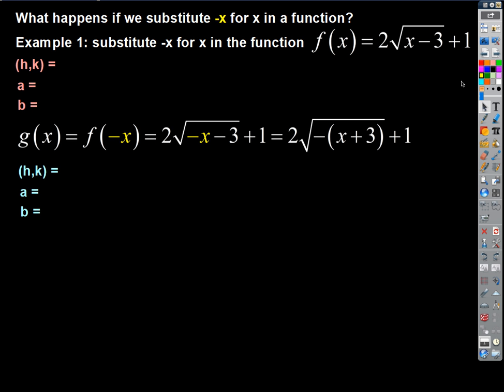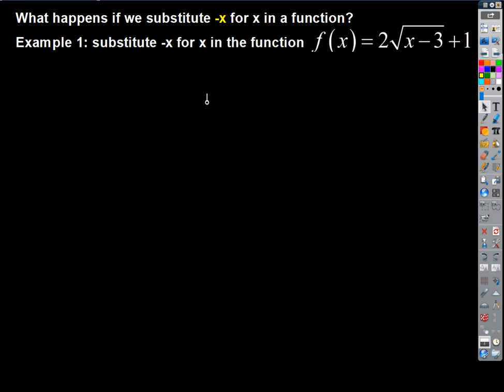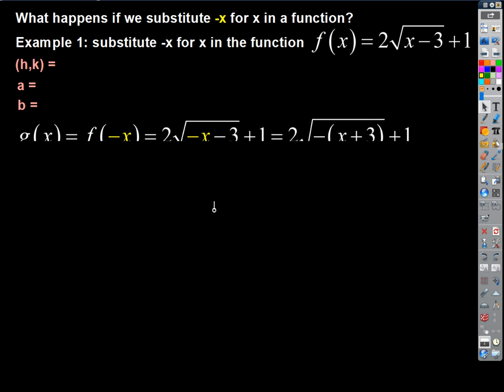Okay, so let's do a little experiment here. Let's see what happens if we take this function and we substitute negative x for x. Okay, what's that going to do? Well, would you agree that we get something like that?